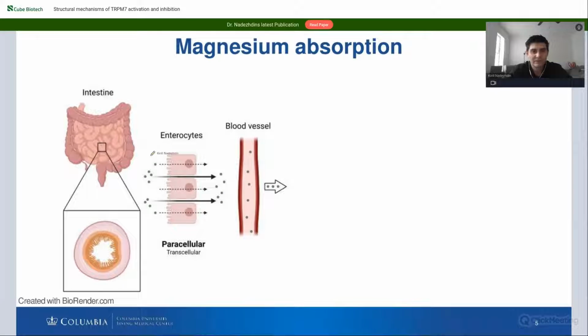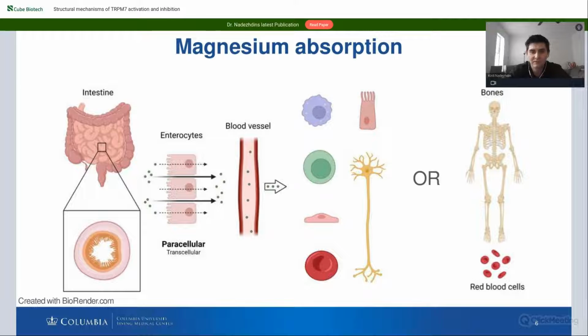So it goes through the enterocytes of the colon, mostly through the paracellular pathway, and also through the transcellular pathway. Then it goes to blood vessels, and then it is stored mostly inside the cell. Every cell in the human body has magnesium, and it is an essential mineral. Not all, of course, but many biochemical reactions inside the cells rely on magnesium. Again, every cell, neurons, epithelial cells, red blood cells, they all need magnesium to work.